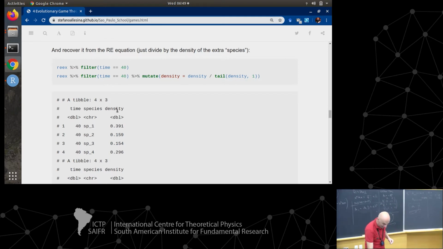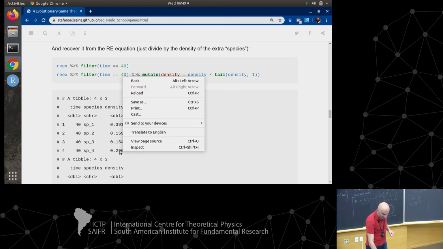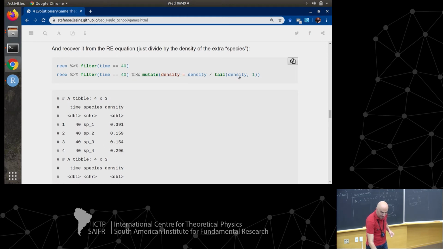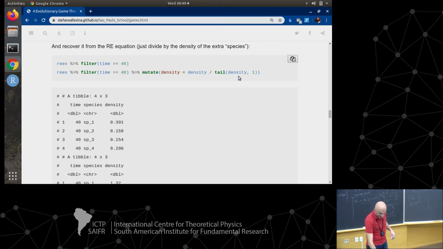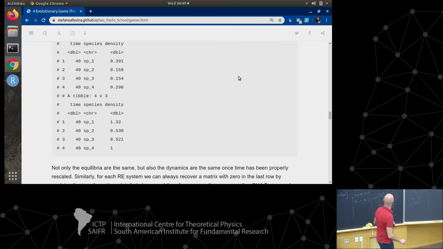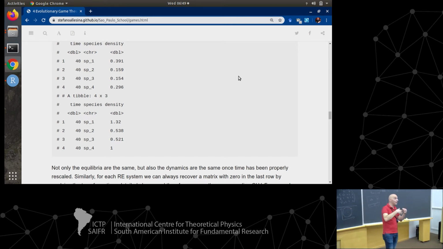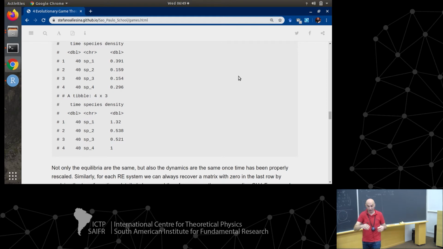So these are the 4 species equilibrium. Now I take the same thing, and you can see I divide by the density of the last species. And what do I get? 1.32, 0.538, 0.521. So this is exactly the same as the Lotka-Volterra. Now, this is showing you that there's a way to recover the same equilibrium, but in fact, everything is the same. Up to rescaling of time, these two equations are doing exactly the same thing.